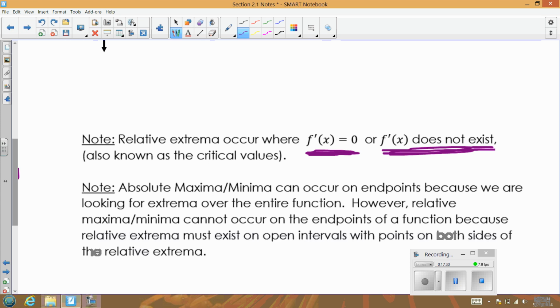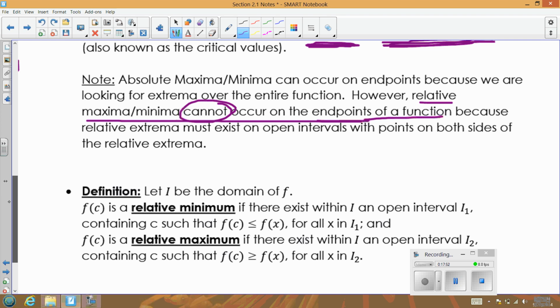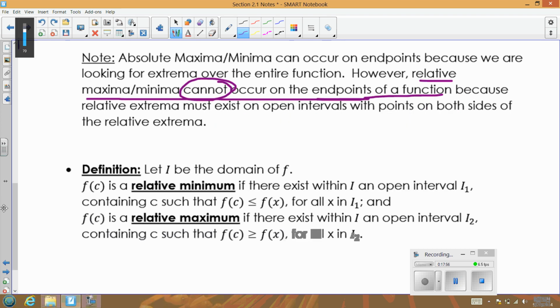Another important thing, which I already talked about, is that absolute maxima and minima can occur on endpoints because we're looking at the extrema over the entire function. But keep in mind, relative maxima or minima cannot occur on the endpoints of a function, because you have to be able to have values on both sides.